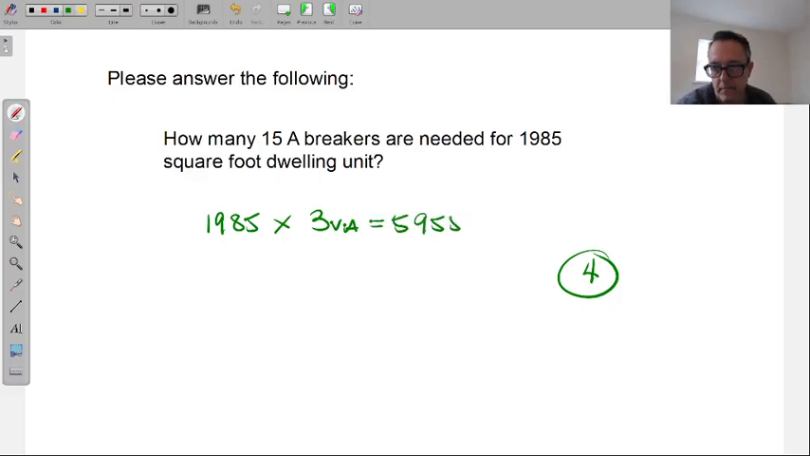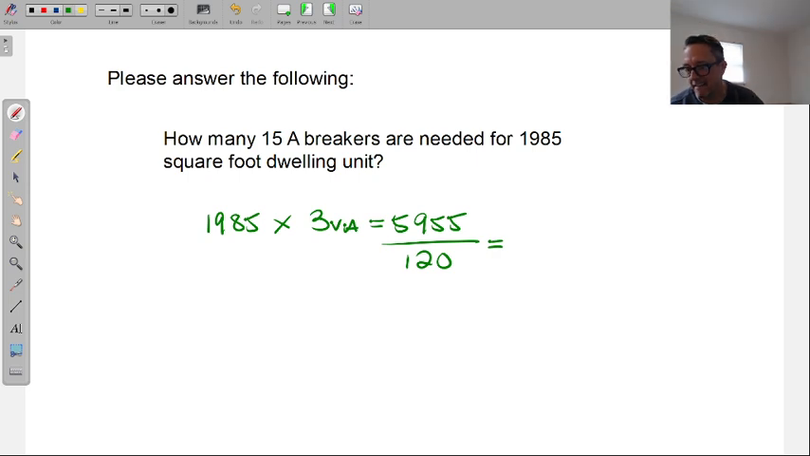It's 1,985. Yes, I was like, yeah, 1985. That's the square footage, not the year.